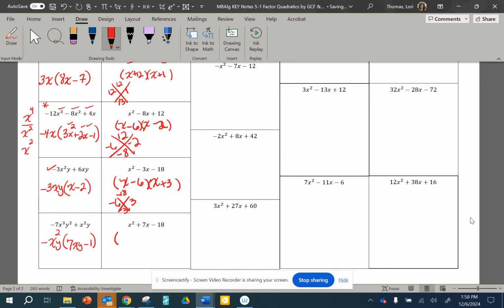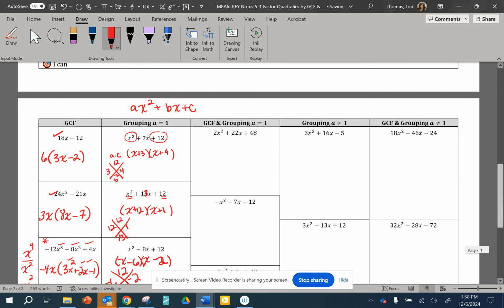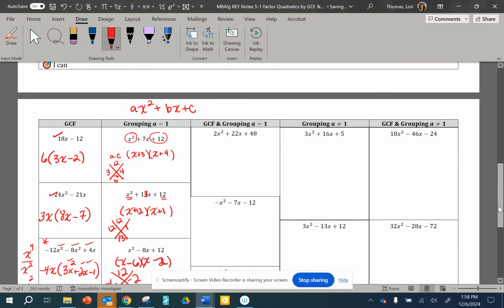The last one here, factoring x squared into x and x, we have negative 18. So that looks like negative 9 and a positive 2. Nope. Let's make the 2 the negative because we have a positive 7. So plus 9 minus 2. So that is what it looks like when you have a quadratic trinomial and your A is 1.